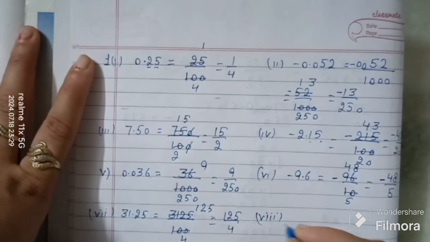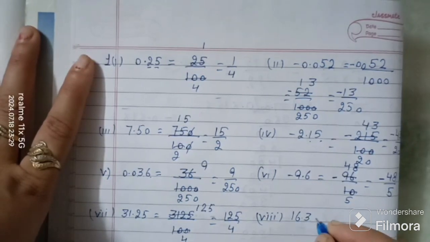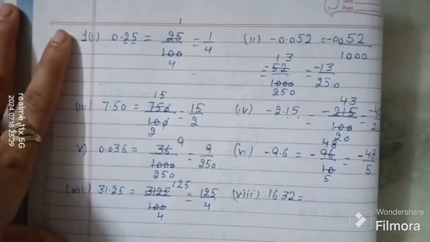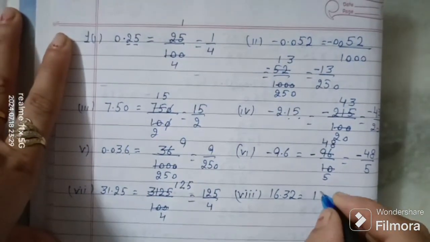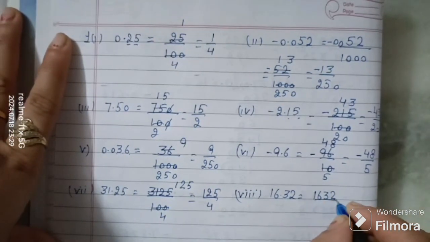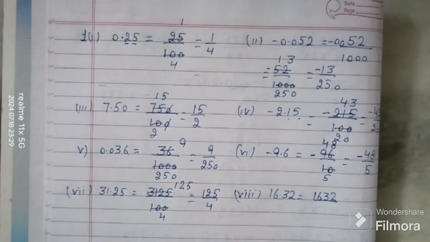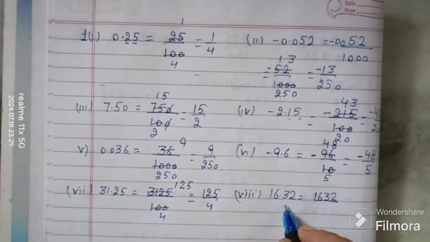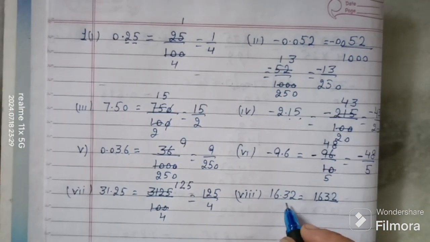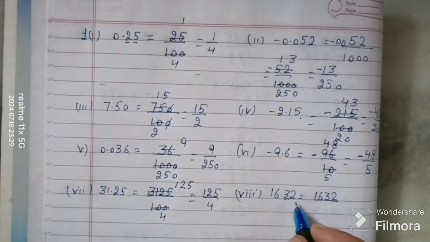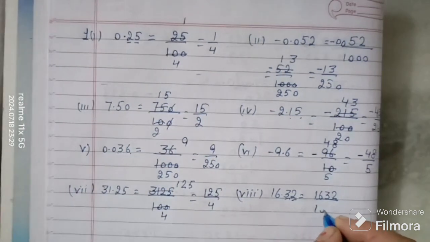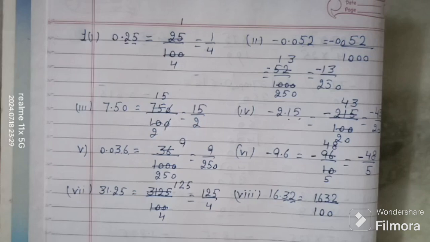The next part is 8th. That is 16.32. Okay. So I have to write 1632 as it is in the numerator, and in the denominator how many zeros do I have to put? How many decimals are there? How many digits are there after the decimal? 1, 2. So I have to put 2 zeros in the denominator.